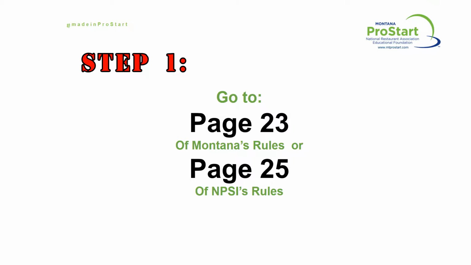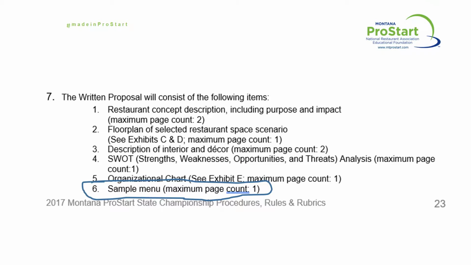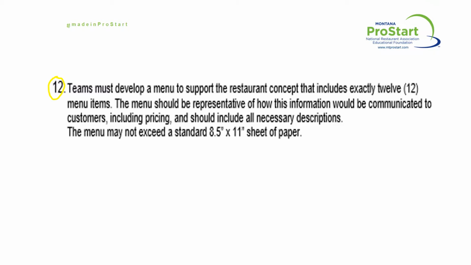Hopefully that's working. So we're up to the sample menu. This is a dozen menu items. We're still starting at the same point down here, number 6. It's a sample menu. Maximum page is 1. That's one of the changes here. We used to allow you to go 2. It's exactly 12 menu items.